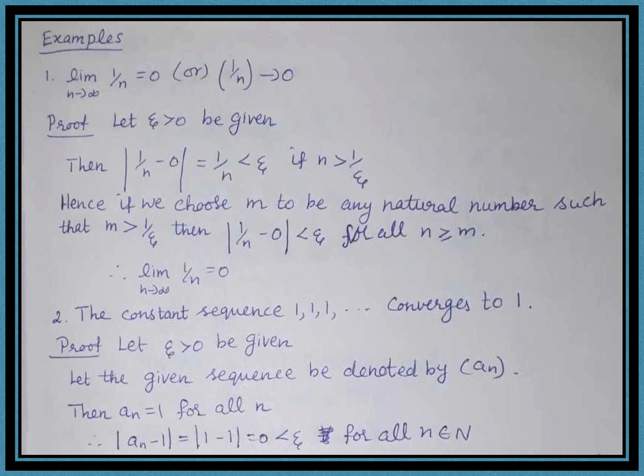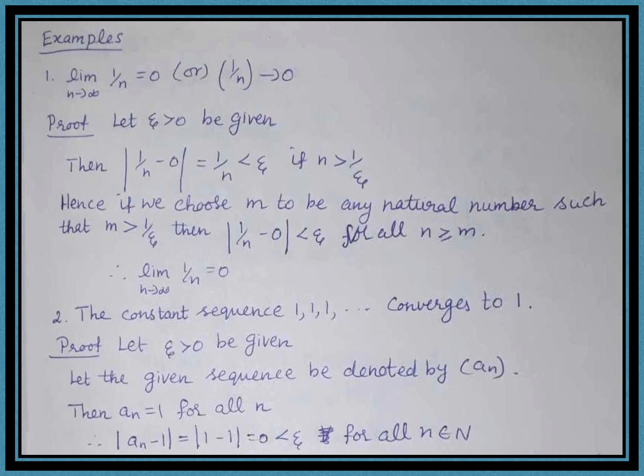The next example is a constant sequence. A constant sequence 1, 1, 1, etc. All the values are 1 itself. Therefore, the sequence converges to 1. Therefore, our L value is going to be 1.